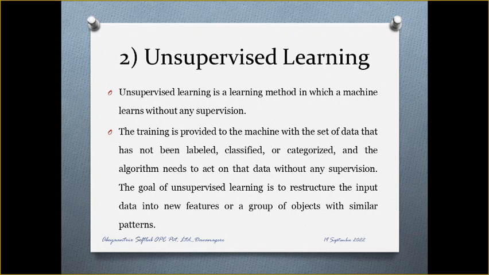Okay, so unsupervised learning is a learning method in which the machine learns without any supervision, without any supervised data, without any labeled data. The machine is going to understand the hidden pattern within the data set, and it has to predict the result, what kind of result it may give for the new set of samples. Okay, so here what happens, the training will be provided to the machine with a set of data that has not been labeled. We are not going to give the result for the set of samples.